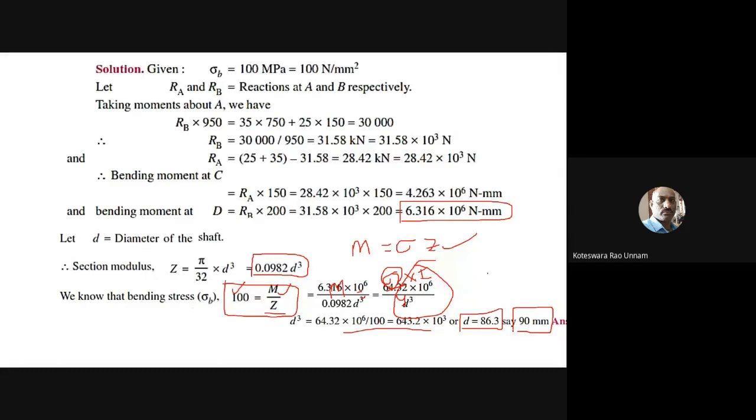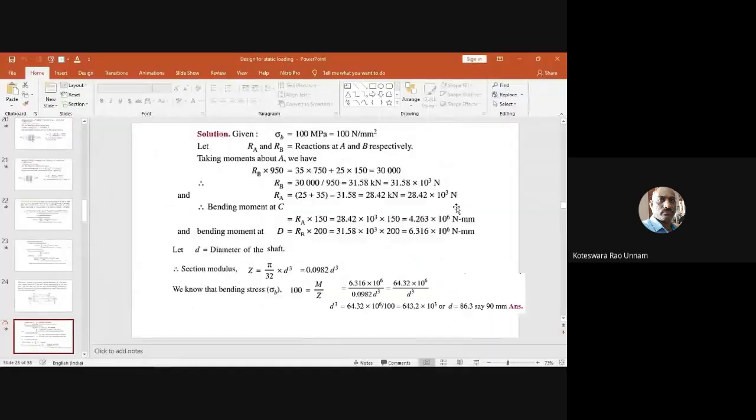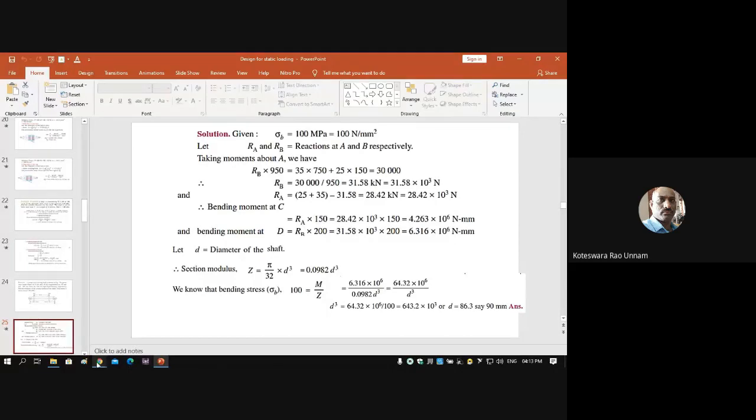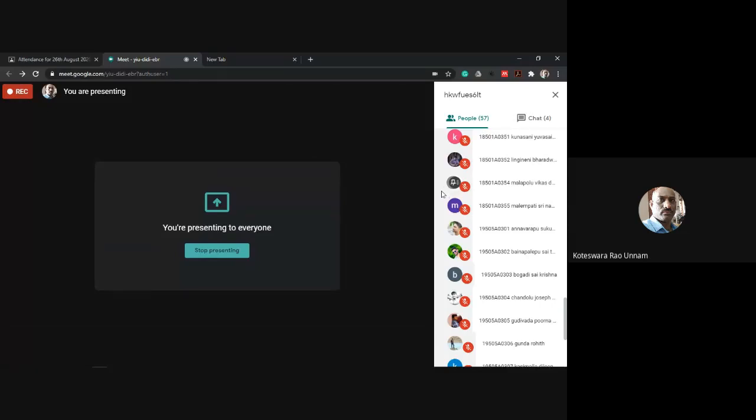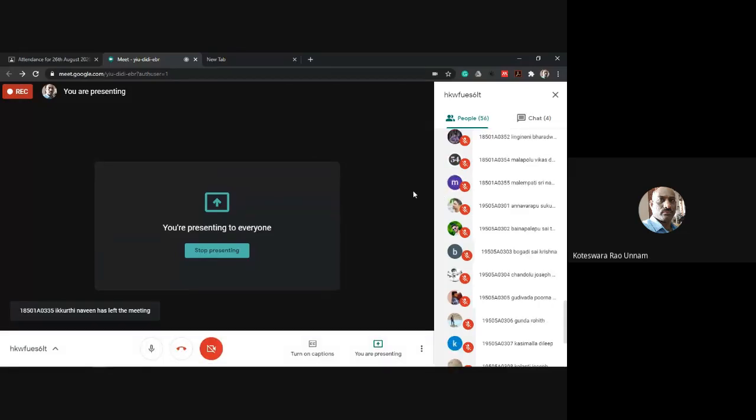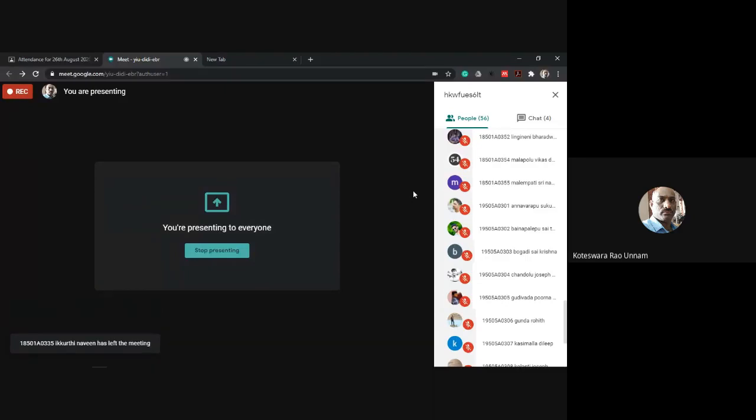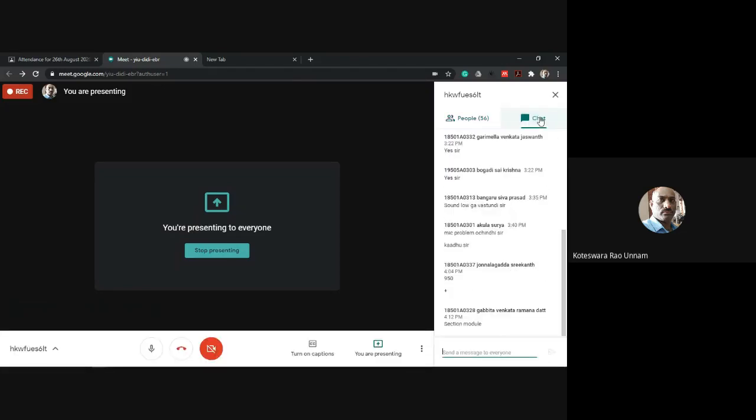So that is the answer for the problem. Is it clear or any doubt in this? I think we discussed two problems now. One is on torsional torque, a shaft subjected to torque. Another problem we discussed was shafts subjected to bending moment. The next class is also our class only, a discussion class. So we'll extend this. If you have any doubt, then we'll discuss.